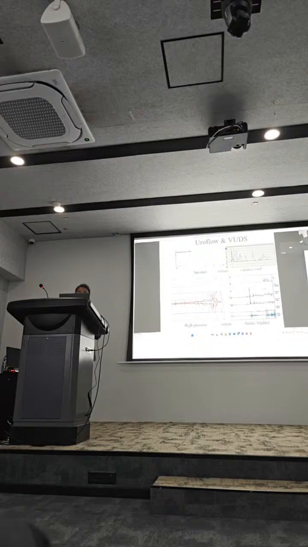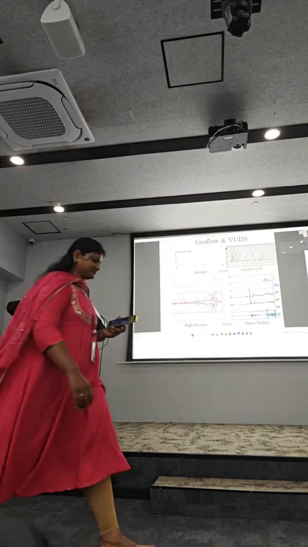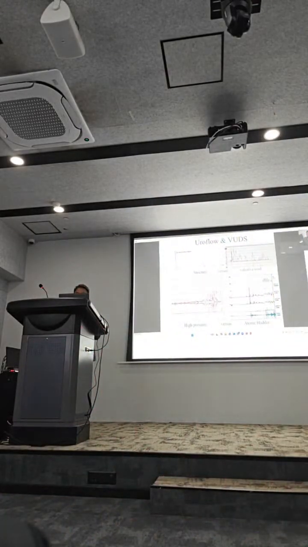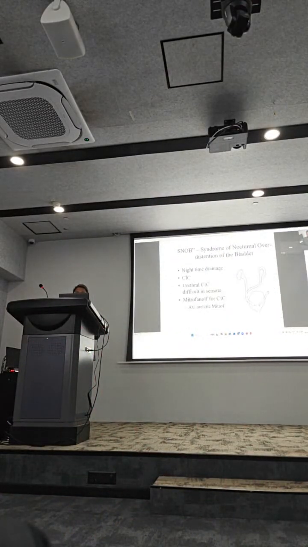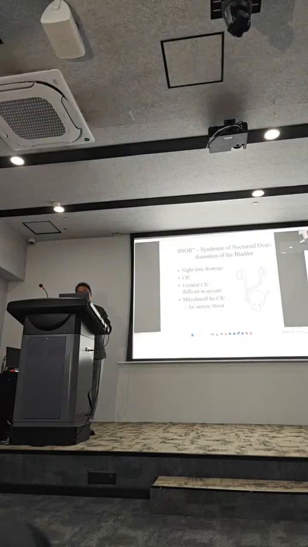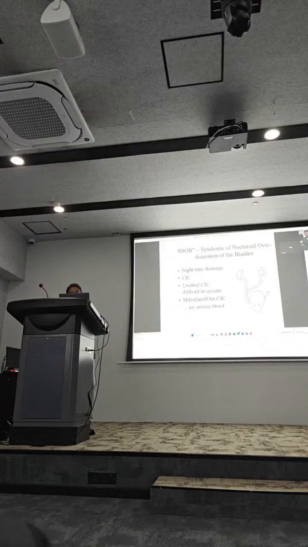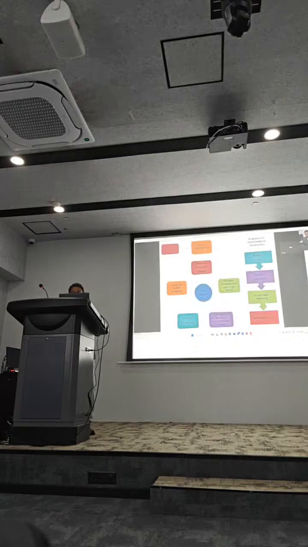So in a patient who develops a stricture, this is a flat uroflow, and in a patient who develops a valve bladder, who has a Valsalva voiding, this is how the uroflow looks. And this is the urodynamic study, where the pressure keeps on increasing. So this is a high pressure uroflow. Syndrome of nocturnal overdistension, SNOB, refers to polyuria, nocturnal polyuria, and then the bladder gets more distended, and they need nighttime catheterization.